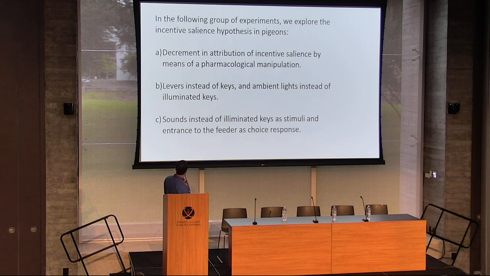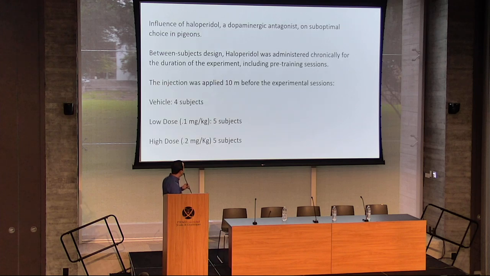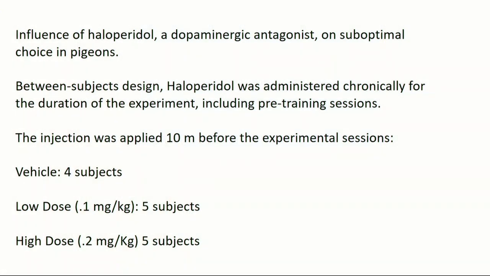In the following group of experiments, we explore the incentive salience hypothesis in pigeons in three experiments. In the first, we intended to decrease the incentive salience by means of a pharmacological manipulation. There is ample evidence that when administering a dopamine antagonist, the capacity of attribution of incentive salience decreases. So if we apply haloperidol, a dopamine antagonist, to pigeons, it is possible that they will decrease their suboptimal behavior.